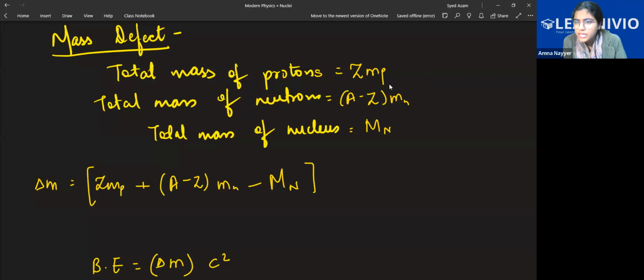Like if 5 protons are there, it will be 5 Mp. If 6 protons are there, 6 times the mass of a single proton. So like this, you have the total mass of protons available, total mass of neutrons available. Add them first. Whatever you get, subtract it from the total mass of nucleus. This will be given to you in the question. So Z Mp plus (A minus Z) Mn: you are adding the total nucleons first, and then subtracting the total mass available. Now, this is the mass defect.